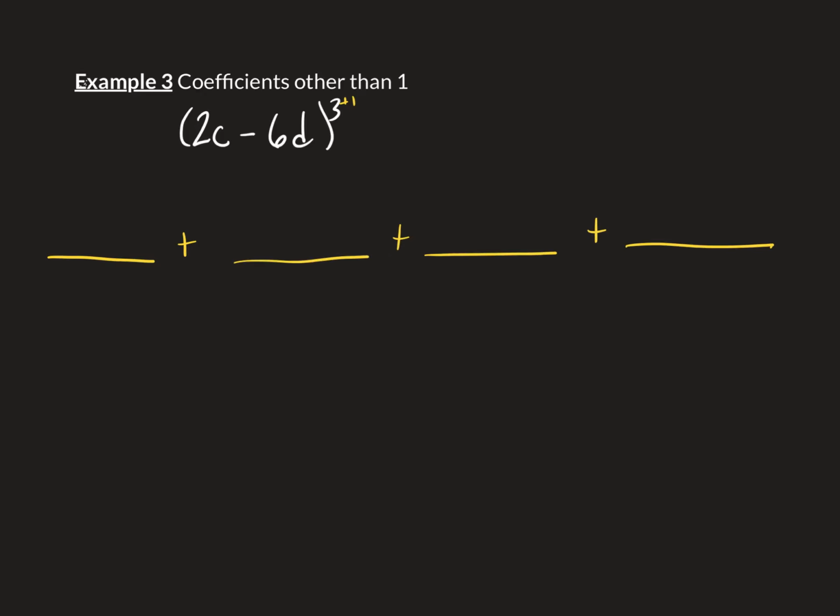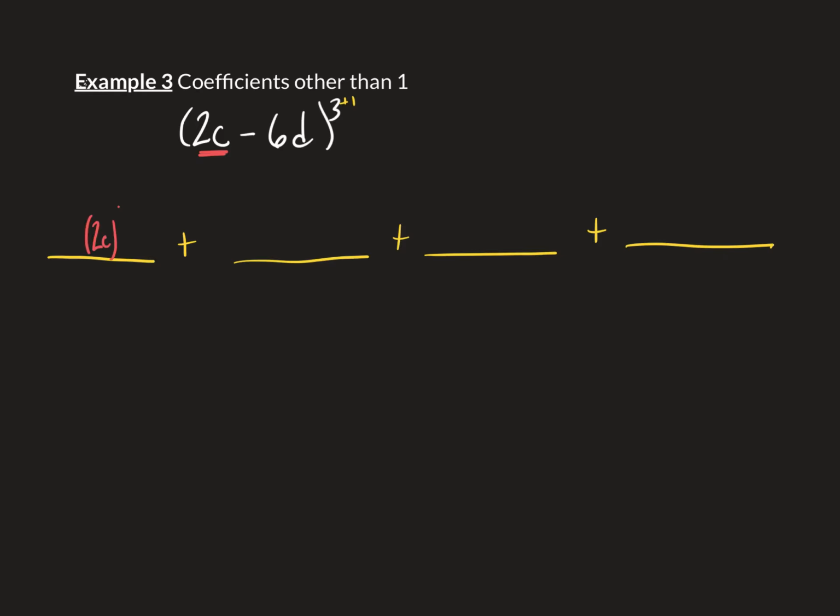Now for my next question, I want to do 2c minus 6d to the 3rd power. And it's just a little bit different with the subtraction sign. So first thing I do is still add 1, and I know I'm going to have 4 terms in my expansion. 1, 2, 3, 4.